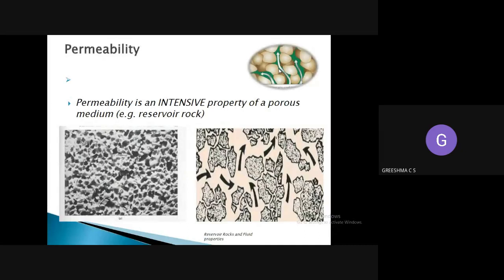So permeability is an intrinsic property of a porous medium. You can see this is actually a picture taken with a microscope. With the naked eye, you cannot see this. You can see it is a rock mass, and you can see the pores.